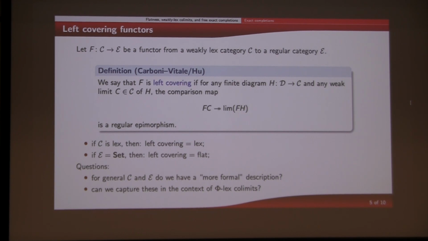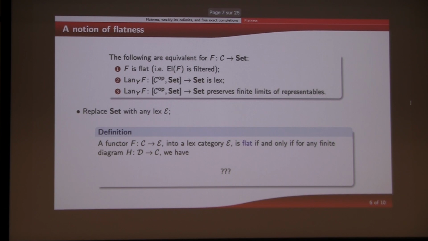Okay, so looking at this, the idea at the beginning was, well, it should be something that generalizes flatness to the context where the target category is not that of sets. So let's see that. Okay, so well, let's take a functor into Set from any small category C. That's commonly called flat if its category of elements is filtered. But there are many different ways of defining flatness. And the others involve the left Kan extension along Yoneda. So you have C to the presheaf category, and you take the left Kan extension of F. And equivalently, F is flat if this left Kan extension preserves finite limits.